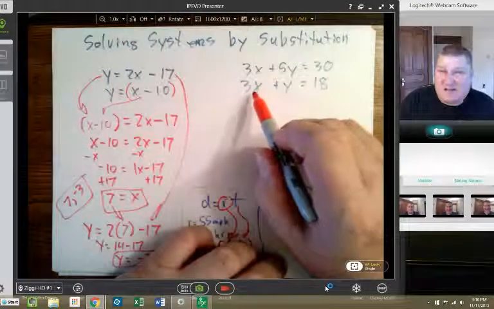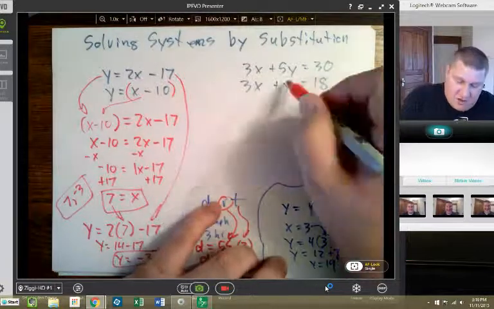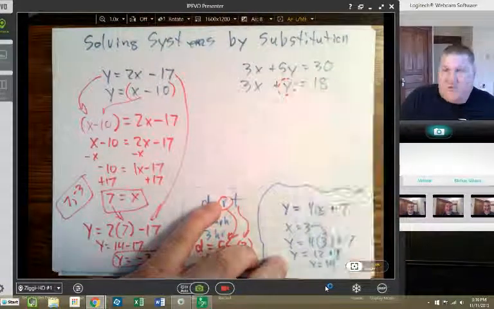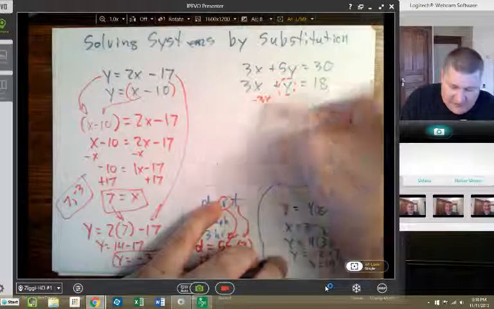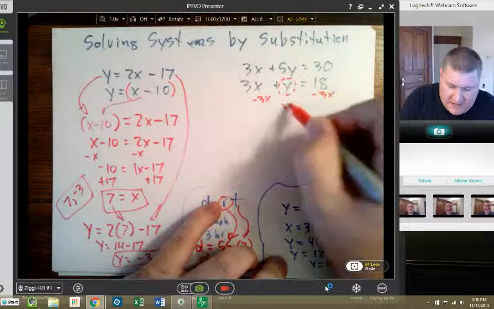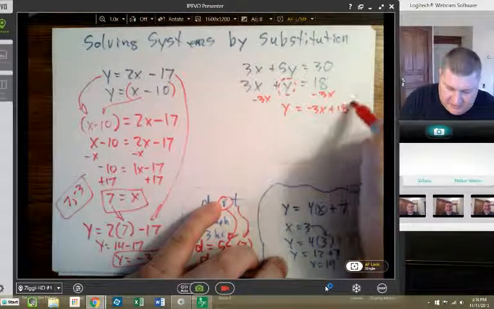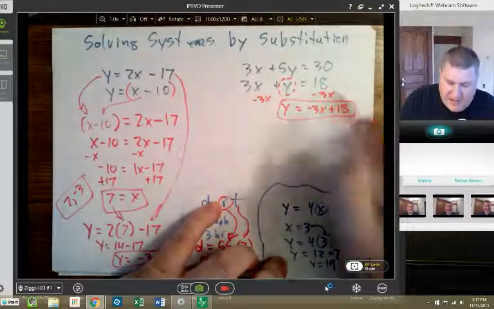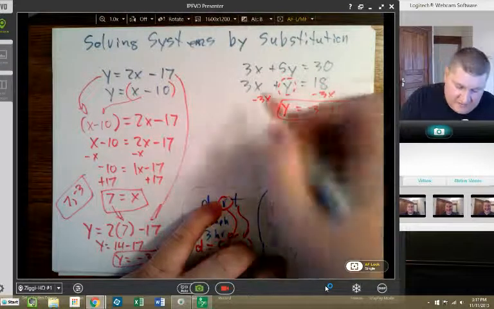I could do the same thing with the x and the 3, but again, I'd make all sorts of fractions. Could I get this y in this equation by itself pretty quickly? If I subtract 3x from both sides, I now have y equals negative 3x plus 18. And now, everywhere I see y, I can plug in negative 3x plus 18.